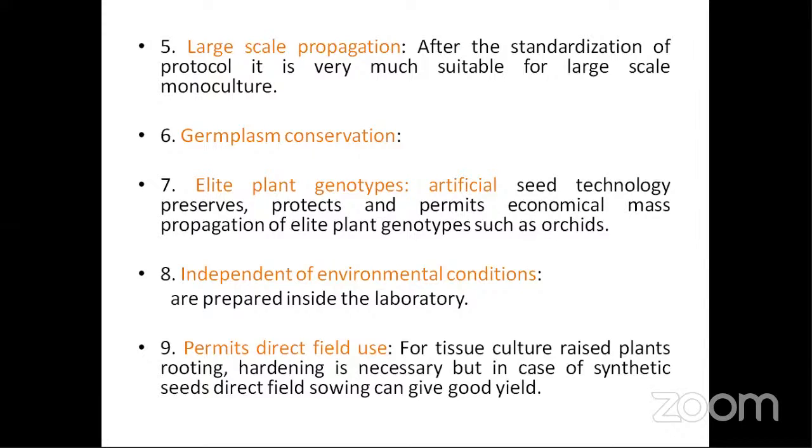Large scale propagation. Once you standardize the protocol for synthetic seed production in a particular crop, it is very much suitable for large scale monoculture, germplasm conservation, or the use of germplasm in ex situ conservation of allied plant genotypes. This artificial technology preserves, protects, and permits economical mass propagation of allied plant genotypes such as orchids, independent of environmental condition, as these synthetic seeds are prepared inside the laboratory.